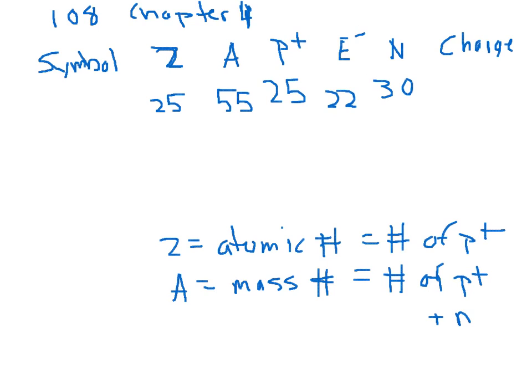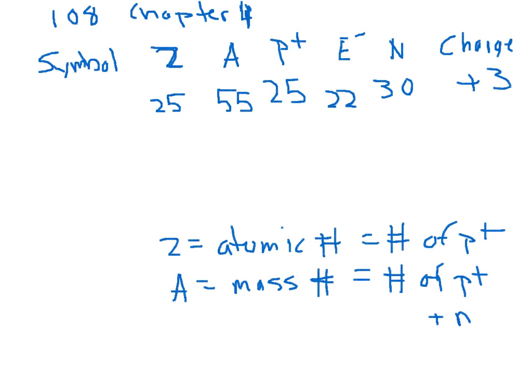So the last ones are to fill in the charge and the symbol. Maybe I'll do charge first, it really doesn't matter. Neutrons have no charge, right? But the protons and electrons do. So if you've got extra protons, you've got a positive charge, and that's what we have in this case. They said there's 22 electrons. We figured out there's 25 protons, so that means we've got 3 extra protons. That means we've got a +3 charge.